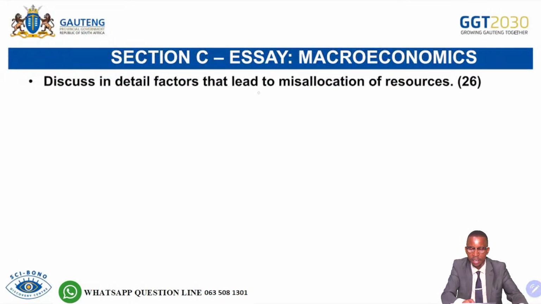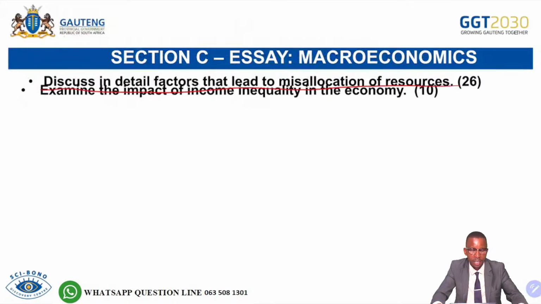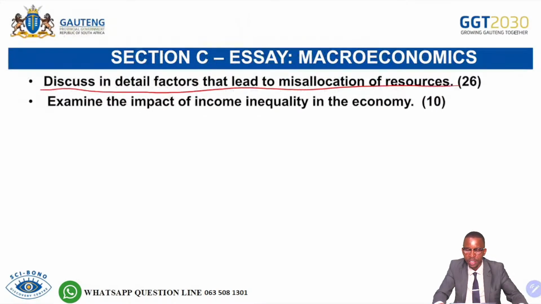Here you are provided one example. Discuss in detail factors that can lead to misallocation of resources. Those are the reasons for the market failure. Be aware of this question coming in this fashion before you make a mistake as you answer. Additional part can be: examine the impact of income inequality in the economy.